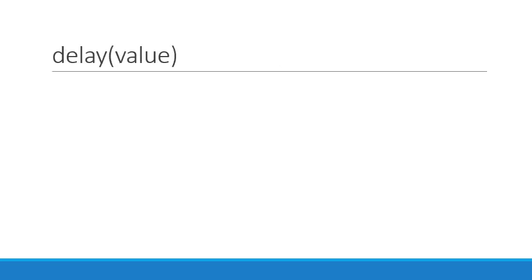Then the delay function. I said earlier that we are going to be turning on our LED for a second and then turning it off for another second. One of the ways we can do this, the simplest way using Arduino, is by using the delay function. The delay function takes in one parameter, which is the value parameter. You will see how that is used. It makes the program wait.